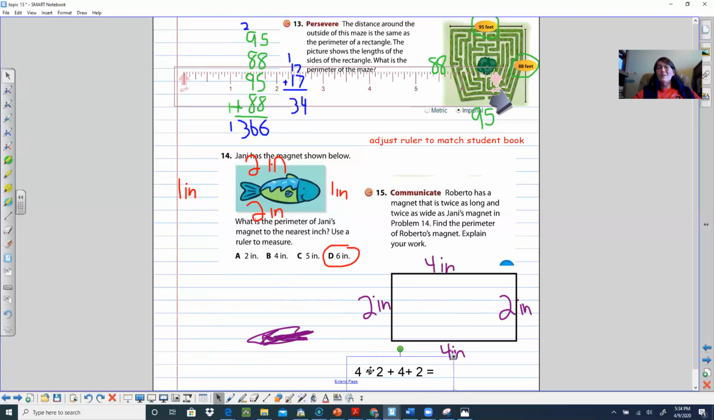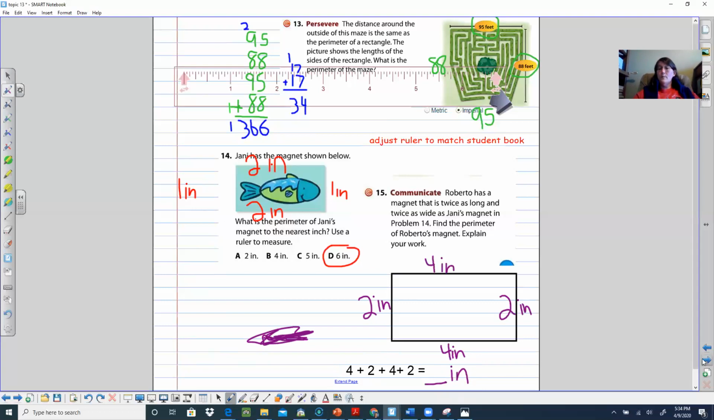I'm not going to give you this as a freebie answer. You can figure this one out. So please write the equation 4 plus 2 plus 4 plus 2. Come up with an answer. I am going to remind you to label it in inches, though. Please label it in inches. There we go. So make sure your answer is labeled in inches.